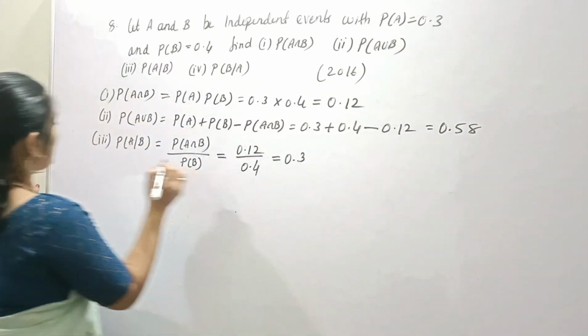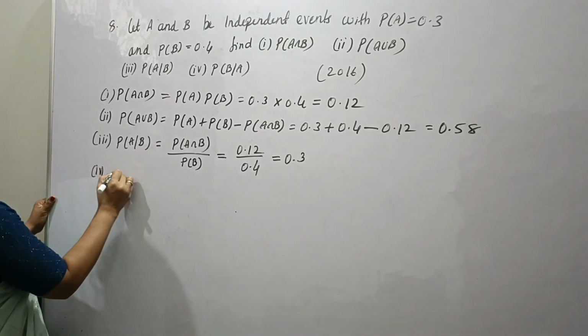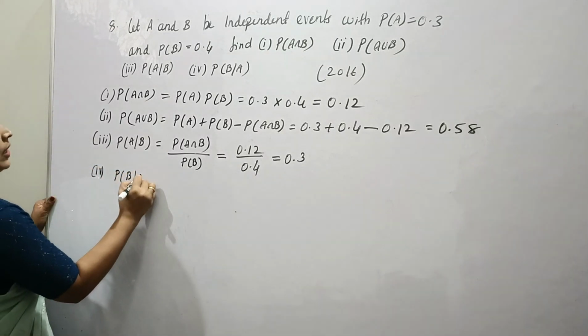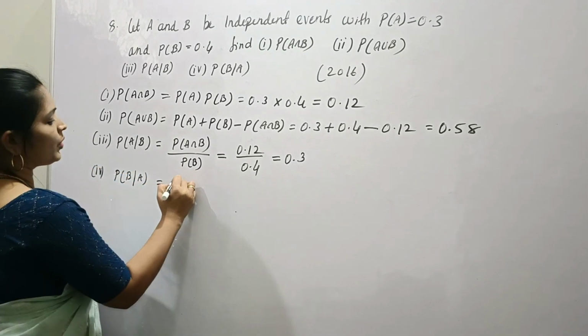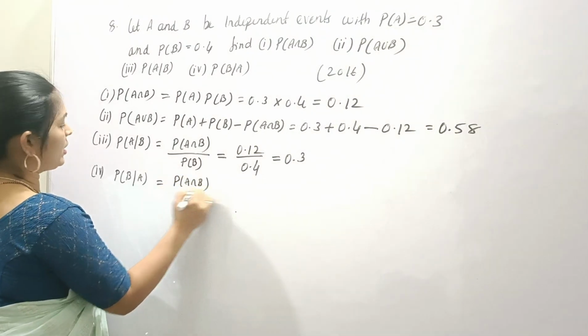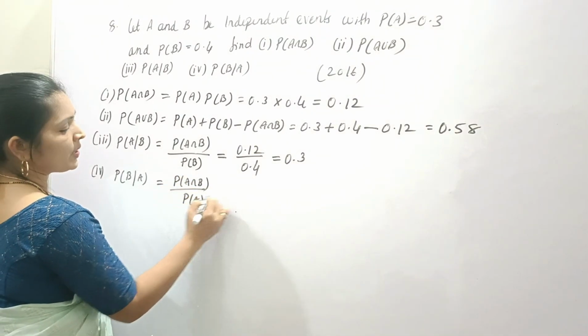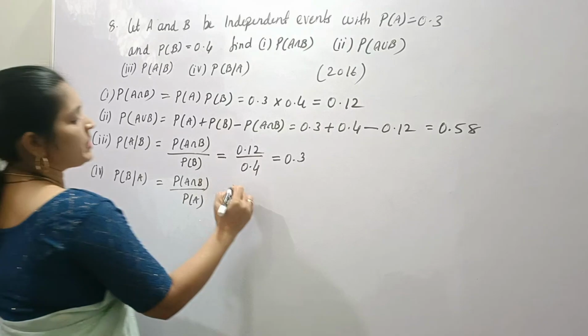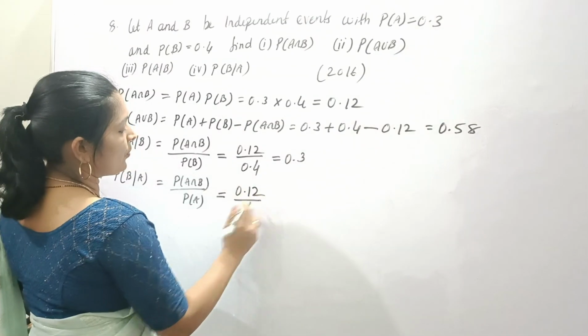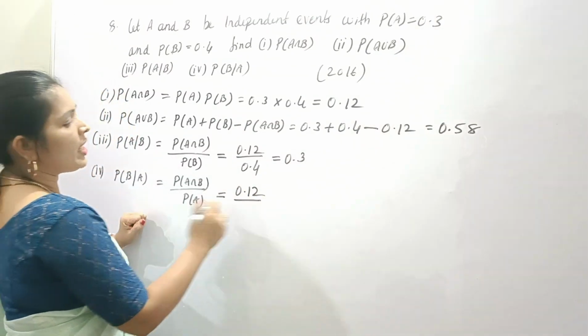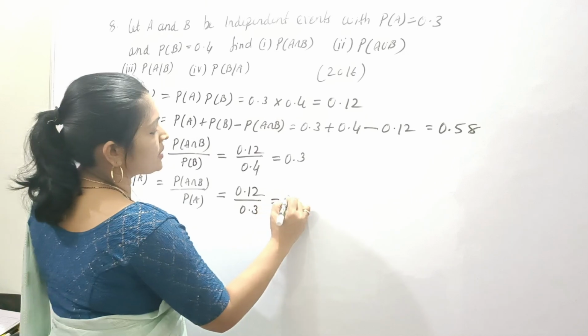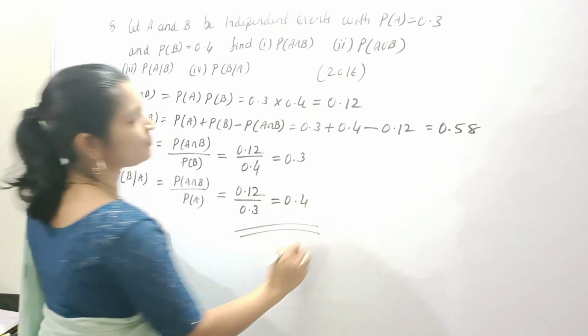Next, the fourth one, probability of B given A, is equal to probability of A intersection B divided by probability of A. Probability of A intersection B is 0.12 divided by probability of A, 0.3, that is equal to 0.4.